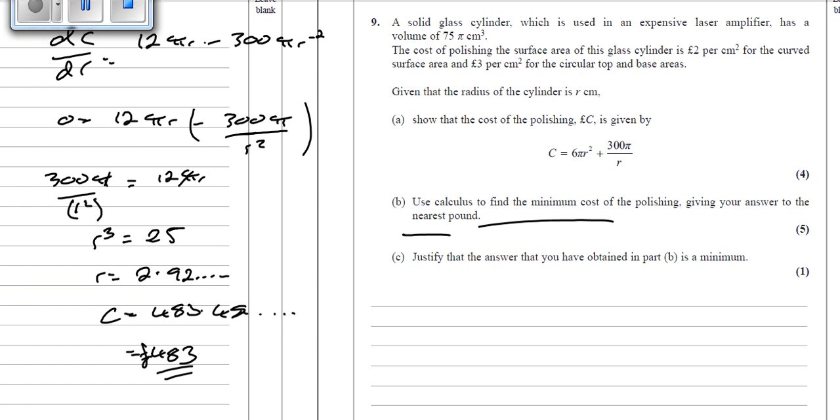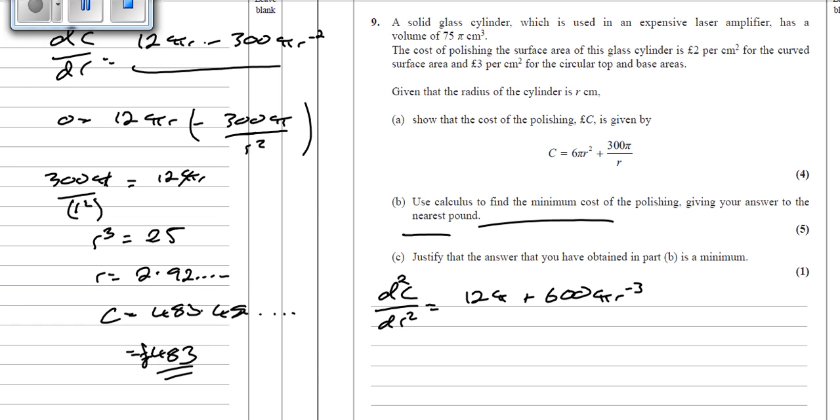Okay, and again, part C, in exactly the same way as in 2016, we should be able to spot a pattern, is that we've got to justify that it is a minimum. So the way we do that is we differentiate again. So d2C by dr squared. If we differentiate this again, we're going to get 12 pi plus 600 pi r to the minus 3.